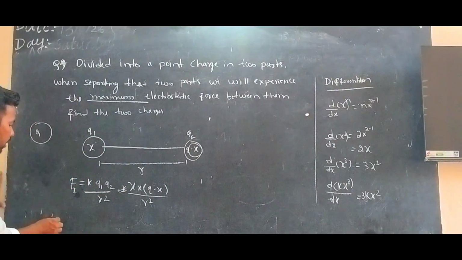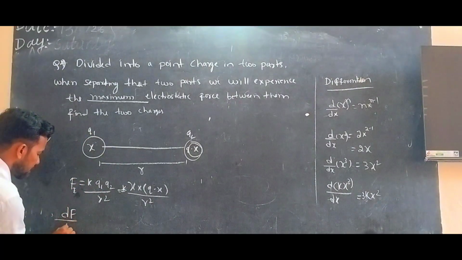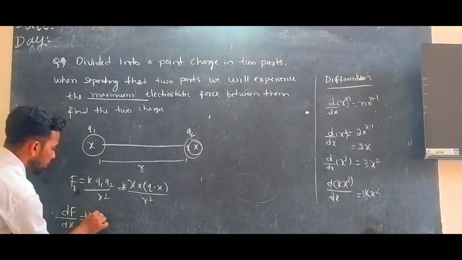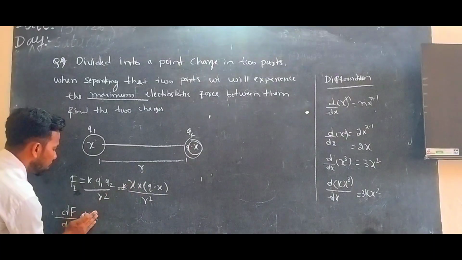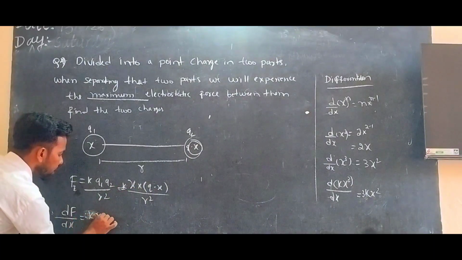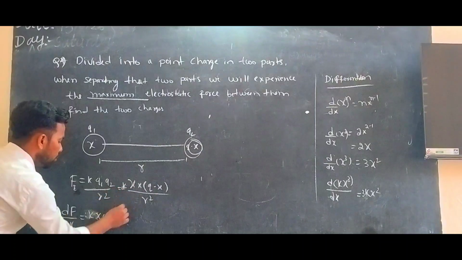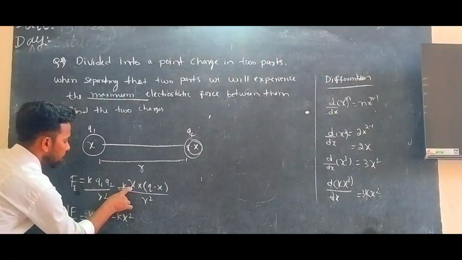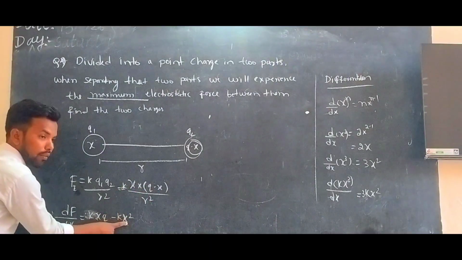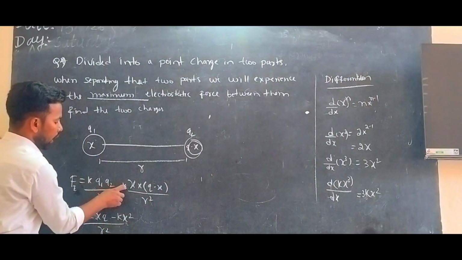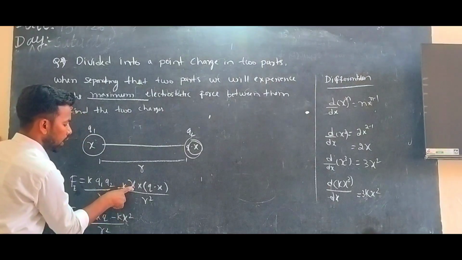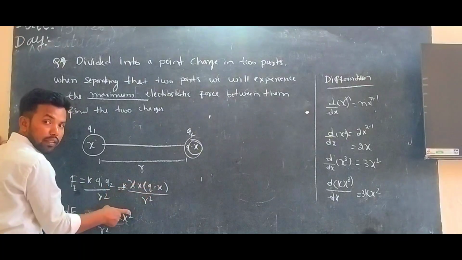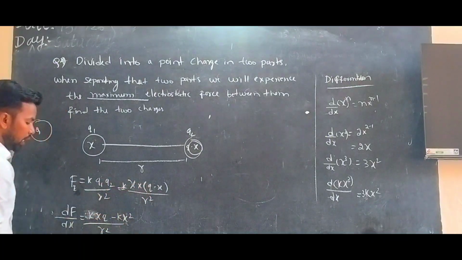So force with respect to x is F equals K x into q minus x, that is K x q minus K x square, divided by r square. Understood.